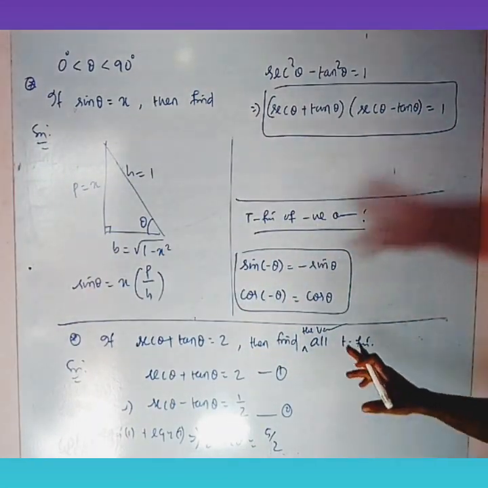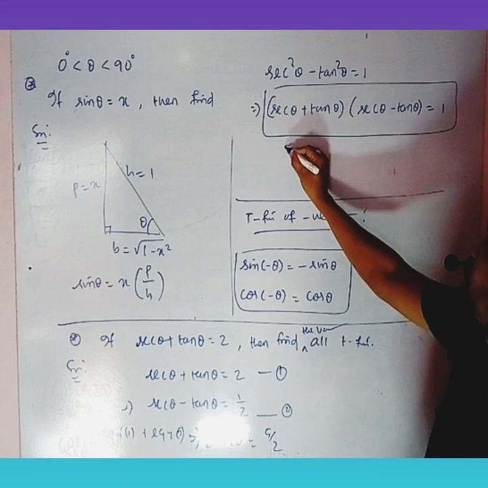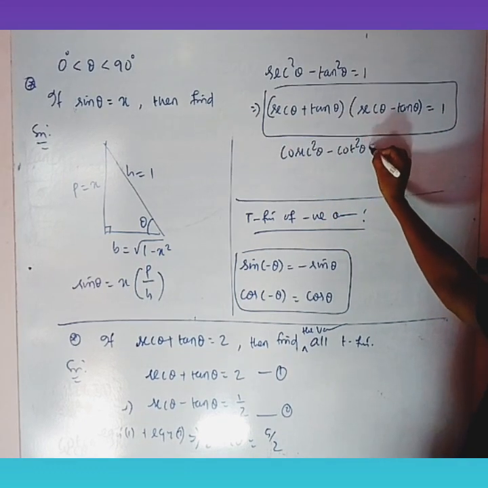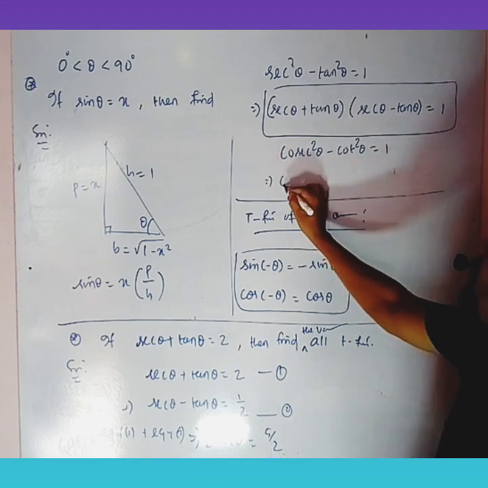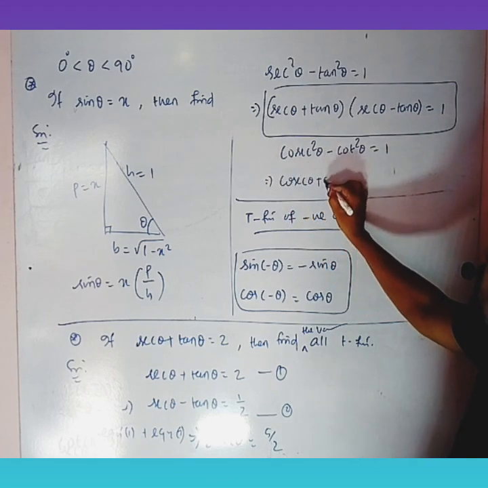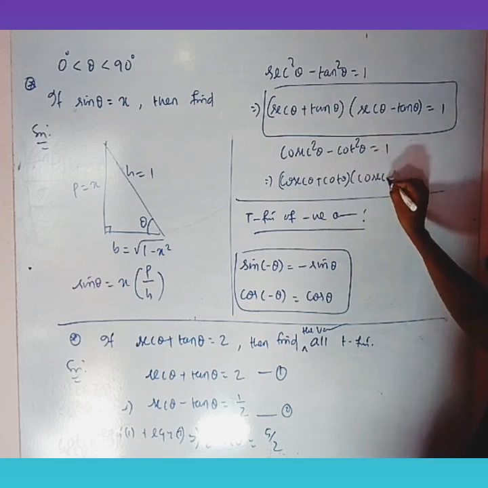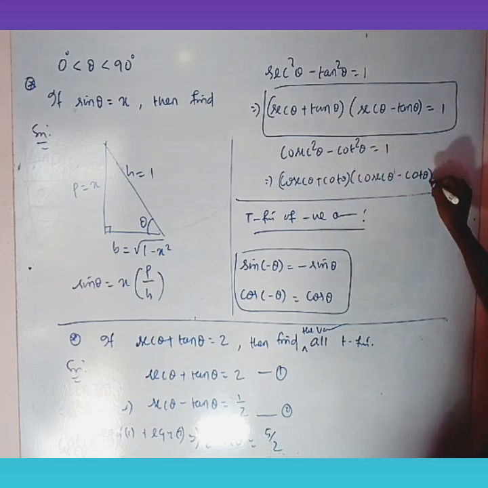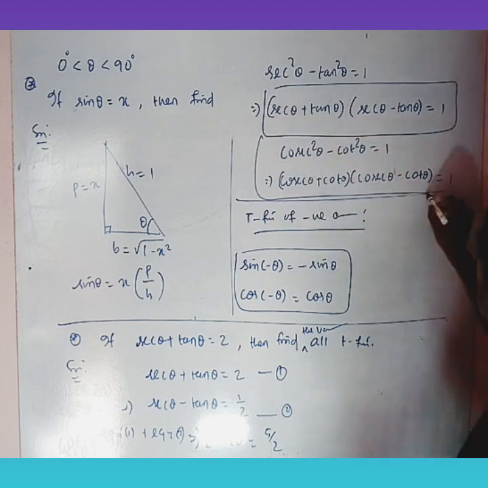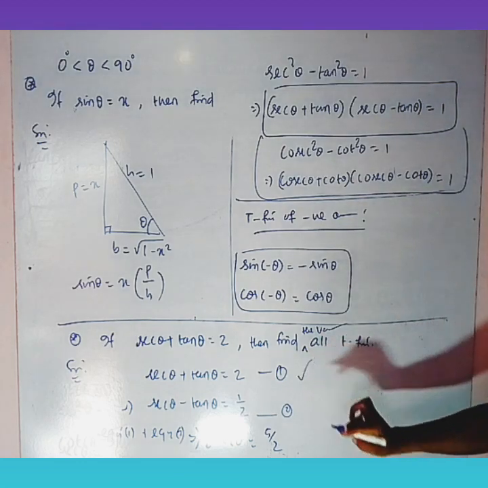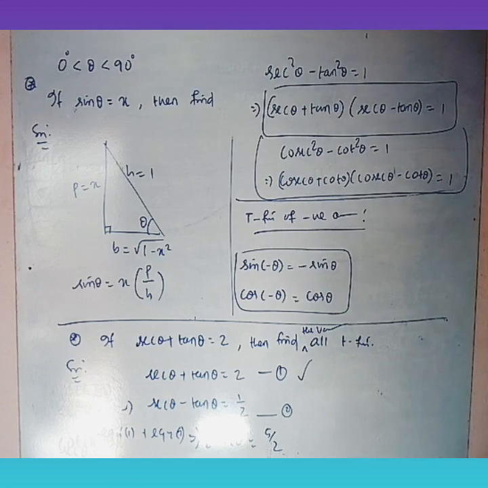Similarly, if the same question is in the form of cosec square theta minus cot square theta, we can write it as cosec theta plus cot theta whole into cosec theta minus cot theta equal to 1. Similarly, if cosec theta minus cot theta is given or cosec theta plus cot theta is given, then to solve it, we have to use this. We have to solve in this way.